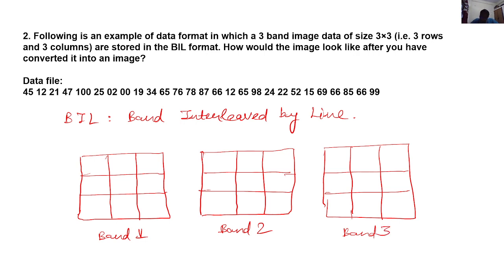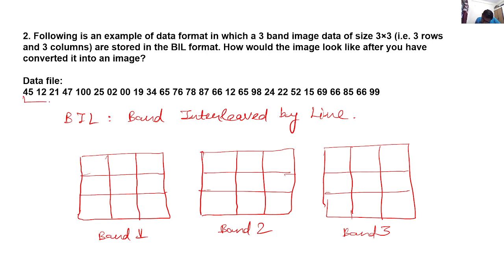So this is band number 3. We are doing band interleaved by line. So what we would do here is firstly fill up each line of each band. We would fill up the first line of band number 1, then the first line of band number 2, then the first line of band number 3, then we move to the second line of band number 1, second line of band number 2, second line of band number 3, then the third line of band number 1, third line of band number 2, and third line of band number 3. So this is how it would happen.